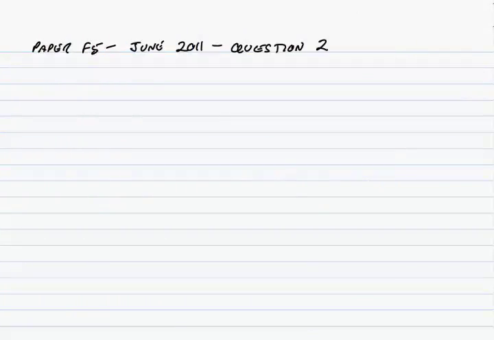We're going to go through question 2 of the June 2011 paper F5 exam. So make sure you've got the question in front of you. And as always, look straight at the requirements before you read the body of the question.